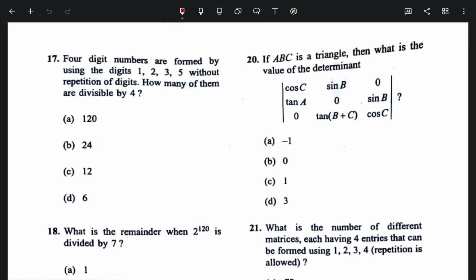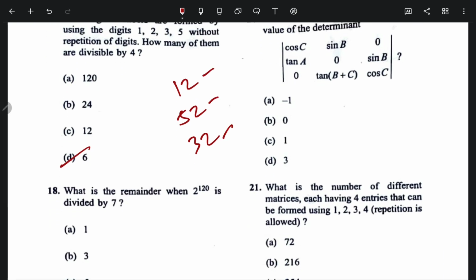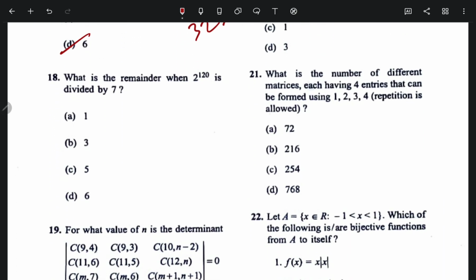Four-digit numbers are formed using the digits without repetition. How many are divisible by...? So the last digit has to be divisible by 2. That's 1, 2, 5, 2 and 3, 2 should be the last digits. You do this keeping only 1, 2, 5, 2 and 3, 2 as the last digits. You'll find that you'll arrive at only 6 numbers. 2 for this, 2 for this, 2 for this. So the answer would be A.